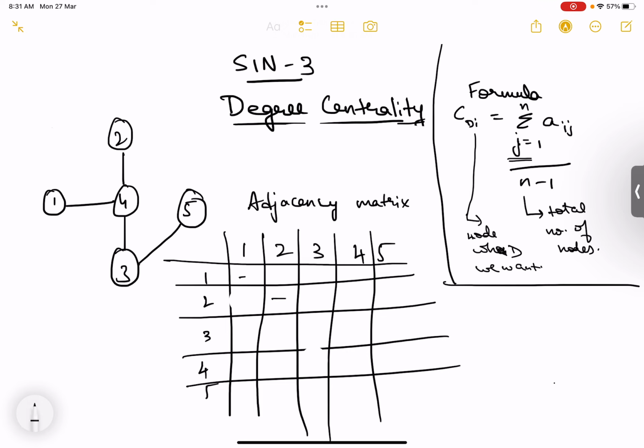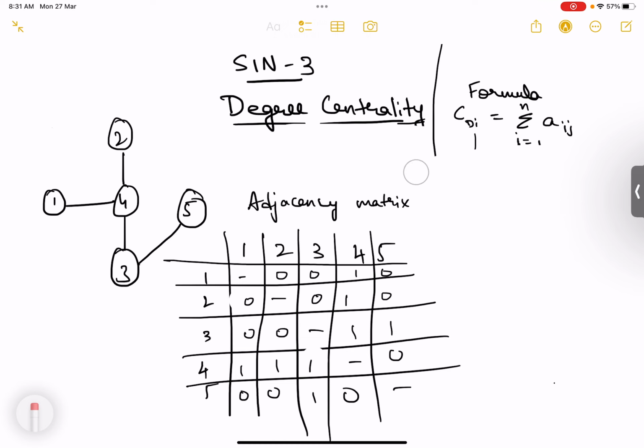Now wherever there is an edge, we will mark 1, and wherever there is no edge, we will mark 0. So 1 to 2, no edge. 1 to 3, no edge. 1 to 4, yes, there's an edge. 1 to 5, no edge. And similarly, 2 to 3, no edge, and so on. And because this is an undirected graph, this will become a symmetric matrix. And we just finish the matrix. Now let me remove this part because we'll need the space.